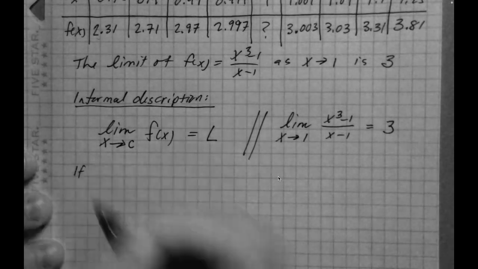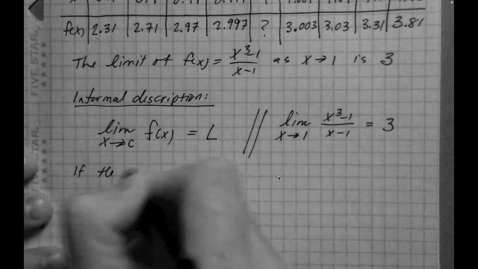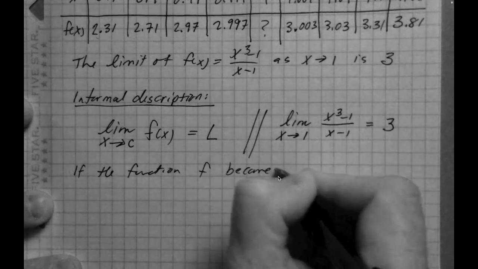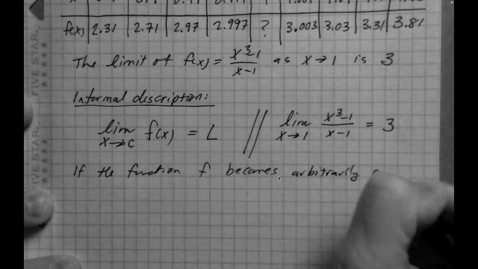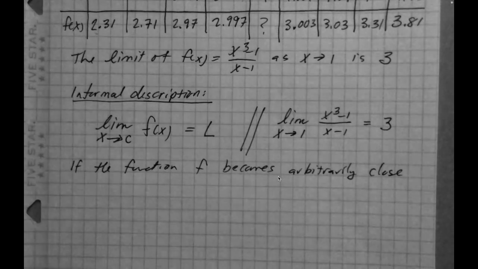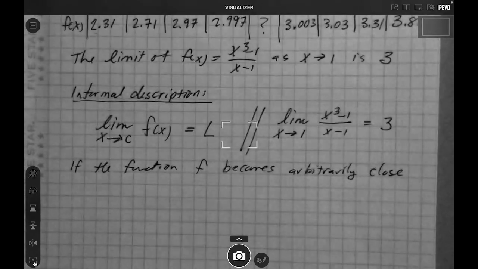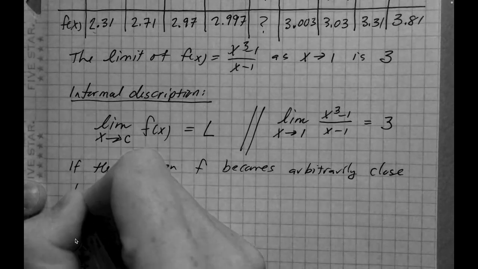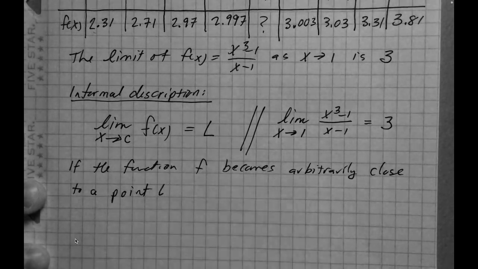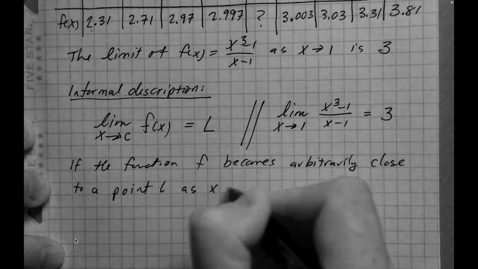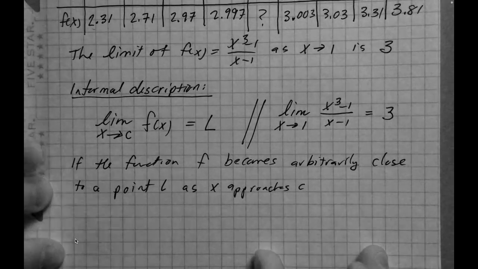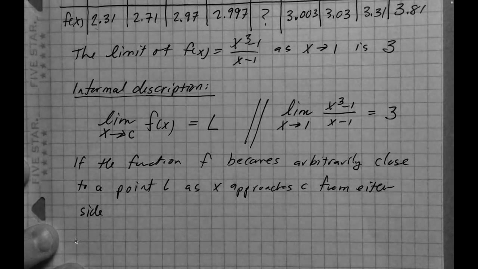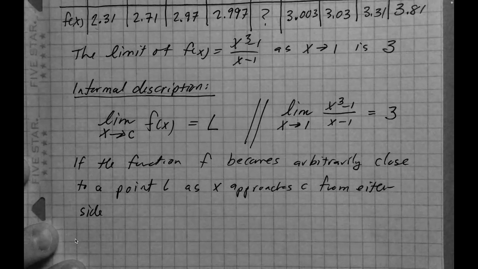If the function f becomes arbitrarily close to a point L as x approaches c from either side, then we say that L is the limit of the function at c.